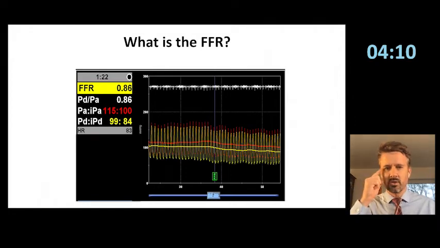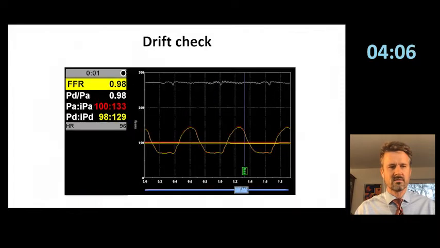So let me start now with a clinical problem. And I'm going to ask you, what is the FFR here? Everyone is going to look at the screen and say it's 0.86. And then I show you the drift check there, and it's 0.98. So, if you overlook this very quickly, there is no significant drift, and I might say that this is a negative lesion.